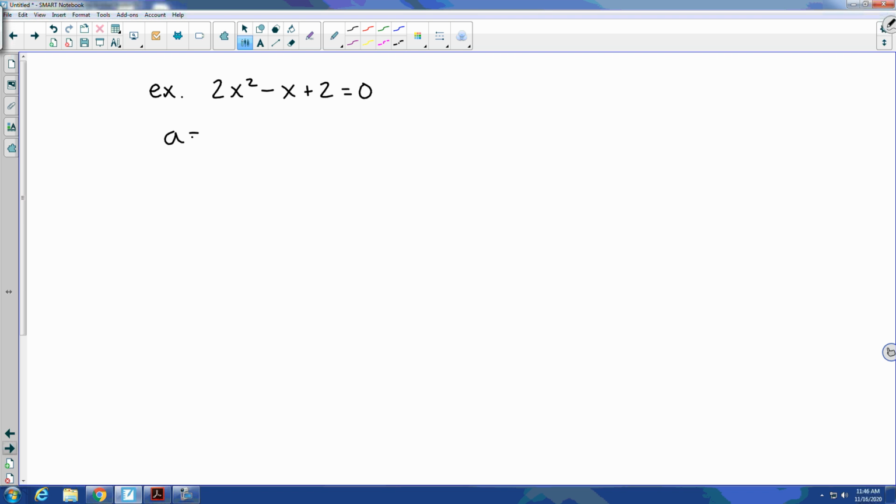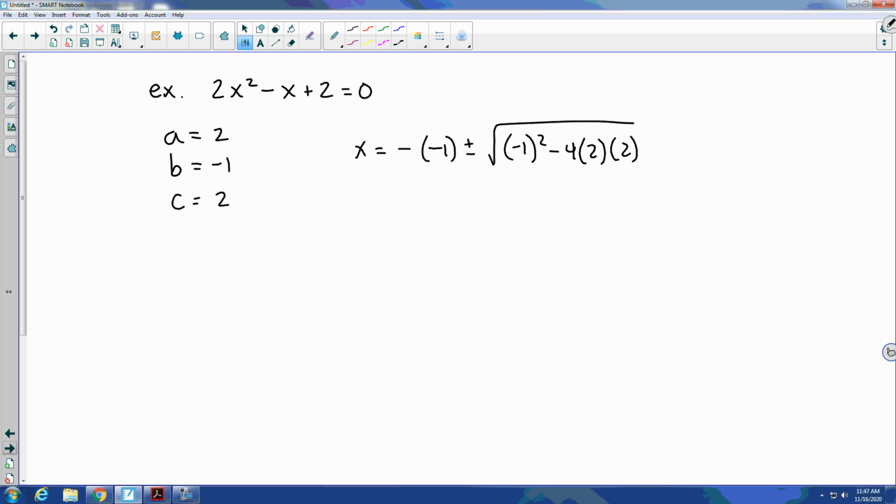Already set equal to 0. Identify A, B, and C. This example will present a new scenario that we need to know how to handle. A little bit different from the previous examples. Substitute in, so negative B plus or minus the square root of b squared minus 4 times a times c over 2 times a. Clean up the arithmetic, so it becomes a positive 1 plus or minus.